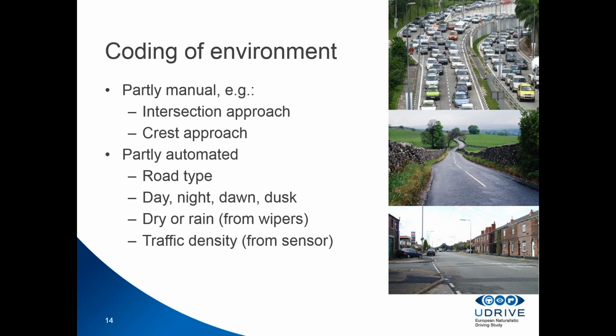We're coding whether the people are doing it while it's raining or dry, in other words, while the road surface might be slippery or less slippery. We're doing that from the wiper signal that we're getting from the vehicle, and we get traffic density from the sensor on the vehicle that I talked about earlier. So quite a lot of information about context, and of course we have to be aware that context can change during quite a long mobile phone task, so we need to note that down as well.